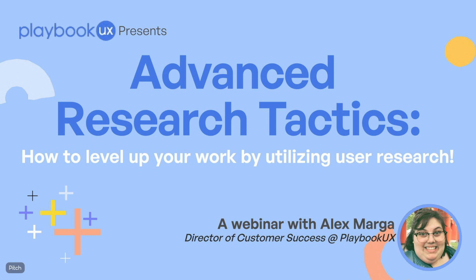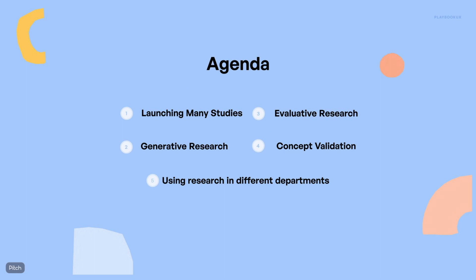Alrighty, so as I mentioned before, today we are talking about advanced research tactics, or how to level up your work by utilizing user research. Let's first go over our agenda today. We are going to be talking about the importance of launching multiple types of studies, generative research versus evaluative research, and how they are both helpful in different ways, how concept validation studies can help you get the lay of the land, and how different internal teams can use research to help them with their work.